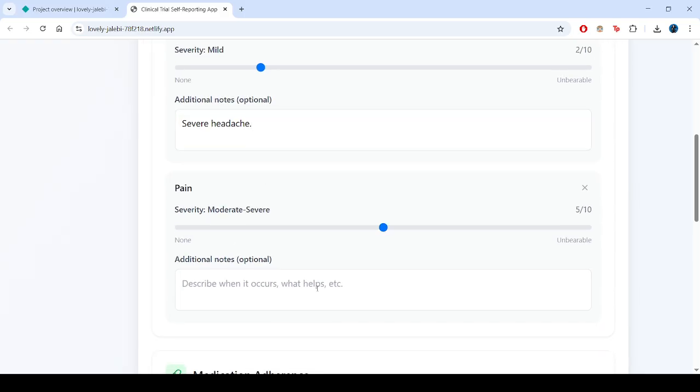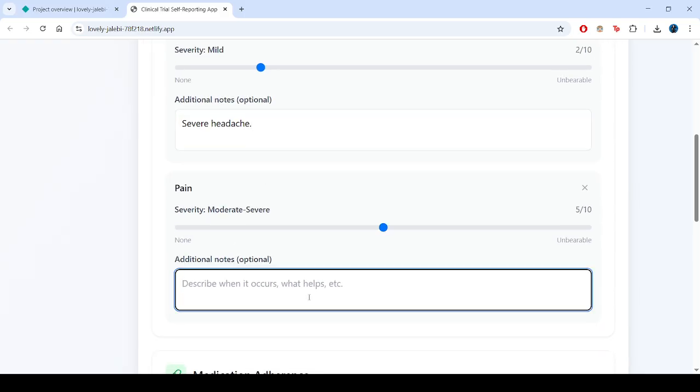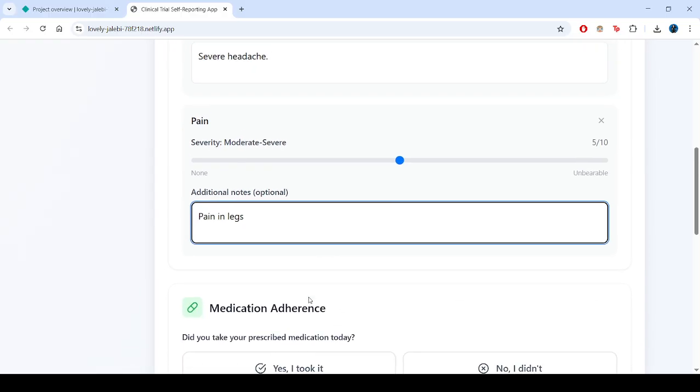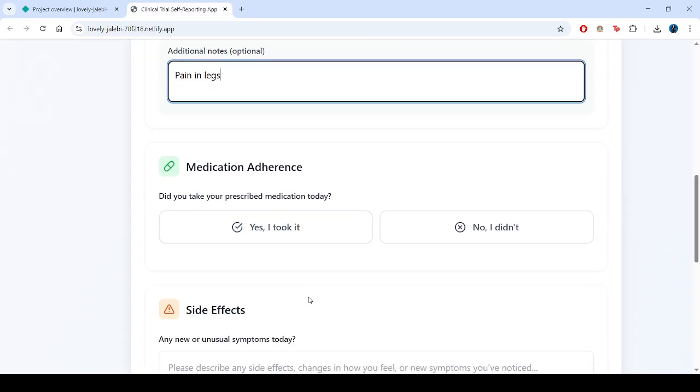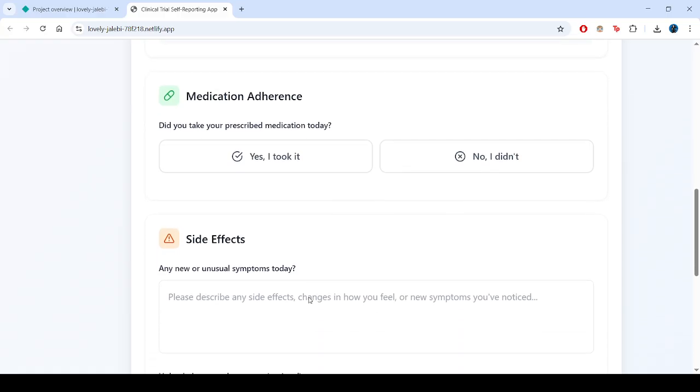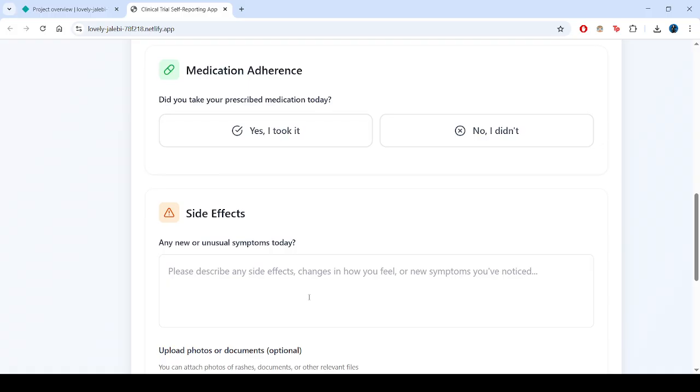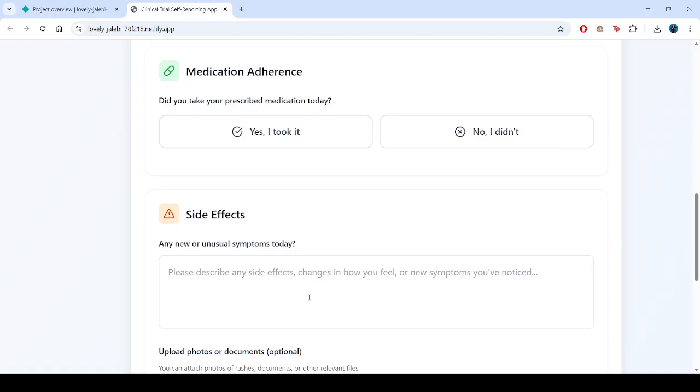After doing so, for example, the patient is experiencing pain in the legs particularly. These descriptions are important for healthcare companies to know about the efficacy or the adverse events that the patients can have, so that when the drug goes to the market, they are known to the patients who will be taking it.